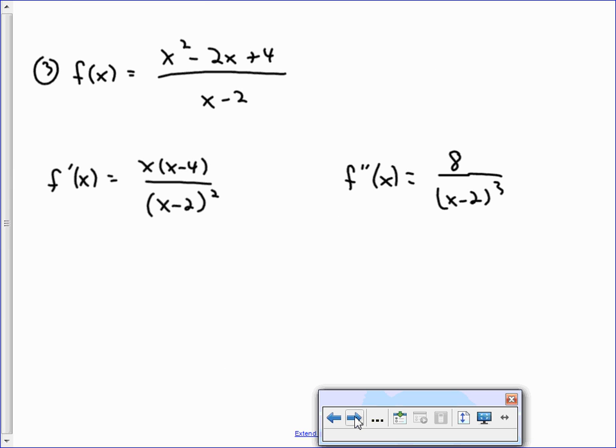All right, let's take a look at the third one. This is one of those where the derivative would have been a little bit more complicated. But we're just going to work through it just like it is here. Notice that we have a domain issue. The domain is that x cannot equal 2. There's a vertical asymptote at x equals 2. And there's one other issue with this one. There's a slant asymptote for this one.